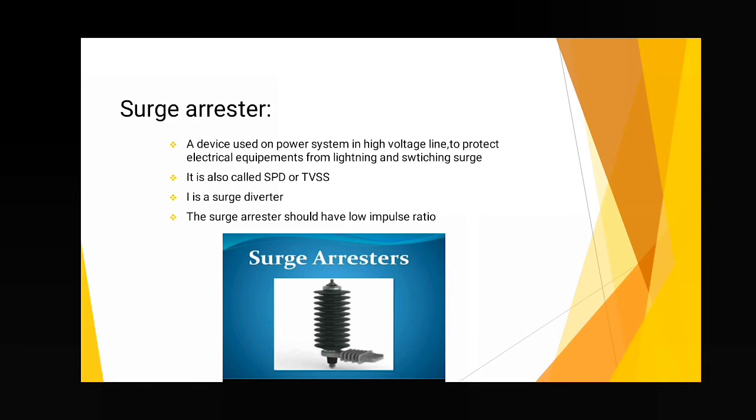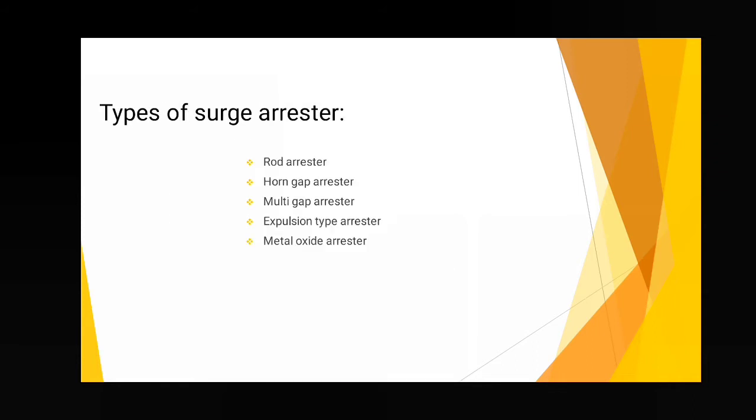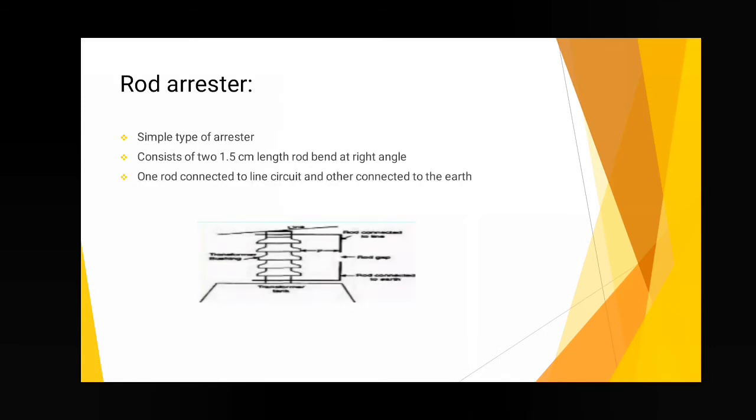The surge arrestor should have low impulse ratio. The below picture is known as a surge arrestor. Types of surge arrestor. There are 5 types of surge arrestor. They are rod arrestor, horn gap arrestor, multi gap arrestor, expulsion type arrestor, metal oxide arrestor.